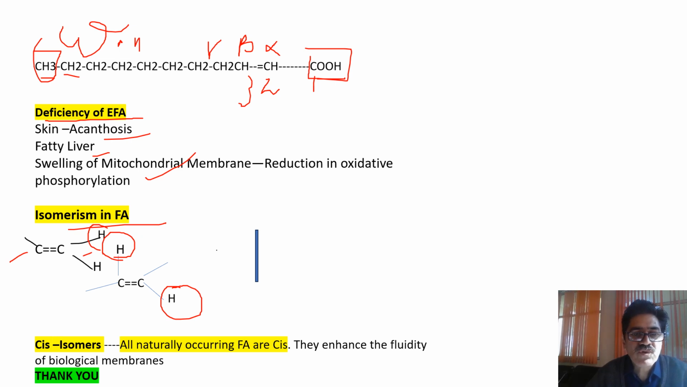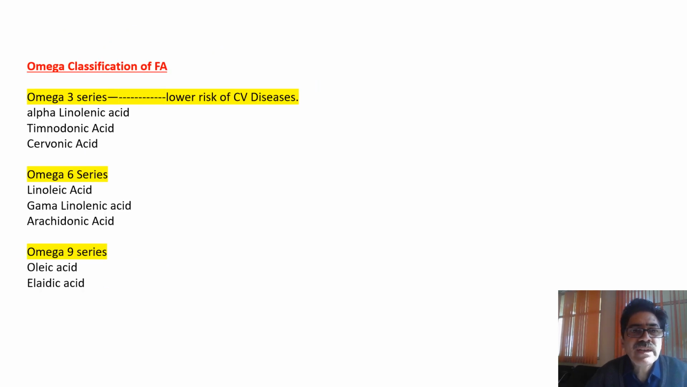Now cis isomers: all naturally occurring fatty acids are cis. They enhance the fluidity of the cell membrane. Now we can classify these fatty acids on the basis of the omega carbon atom. We have fatty acids which belong to the omega 3 series, the omega 6 series, and the omega 9 series.